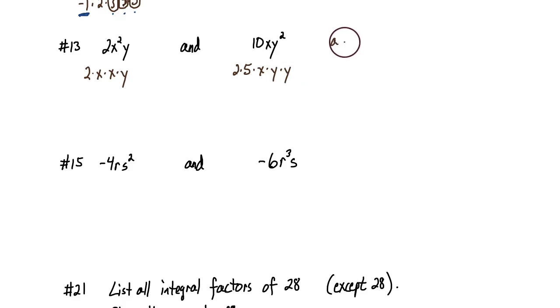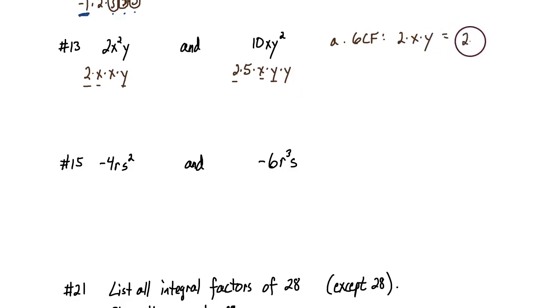Now let's do question A and get our greatest common factor. Both numbers have a factor of 2, so that's common. However, only the second number has a factor of 5. It is not common to both. Both numbers have a factor of x, so let's put an x in our GCF. This one has another factor of x, but the other doesn't, so that is not common to both. And both numbers have a factor of y. Let's put a y in our GCF.